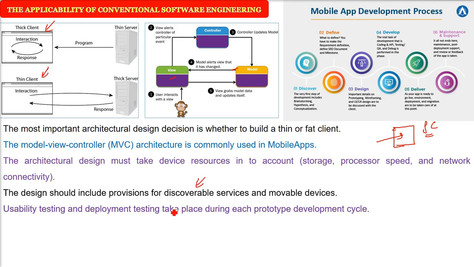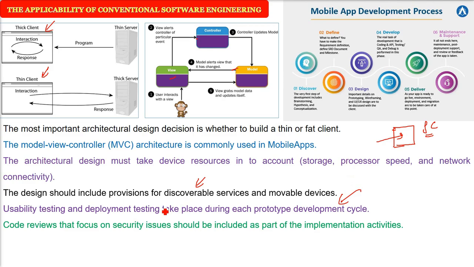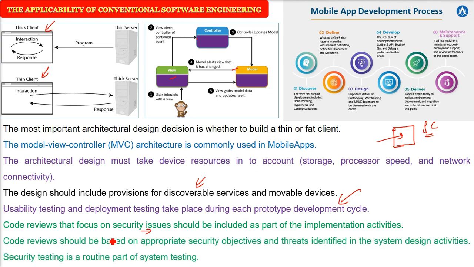The testing, that is the usability testing and the deployment testing, every prototype you develop, you have to take care of these testing. And the code reviews, because the code you have made, someone has to review it. Especially thinking about the security aspect, the security objective, the threats that are possible, this has to be seen by the code reviewer, right? This security testing is a routine part of system testing whenever it comes to mobile apps. Well, security is for every application. But for mobile, the environment is different, where it is going to work or be used. So code reviews should focus on security issues.